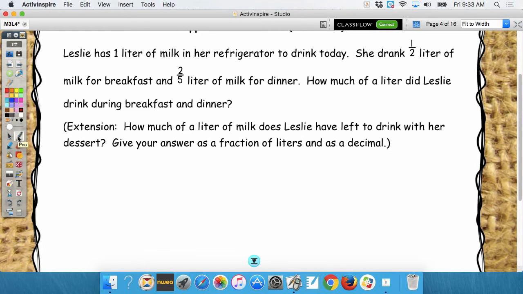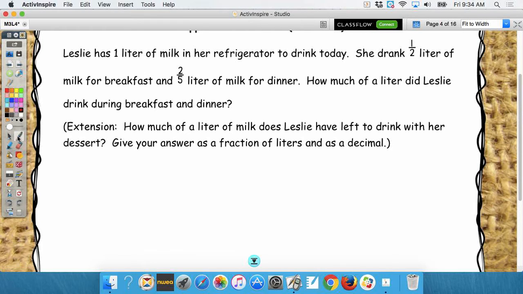Problem: Leslie has 1 liter of milk in her refrigerator to drink today. She drank ½ liter of milk for breakfast and 2/5 liter of milk for dinner. How much of a liter did Leslie drink during breakfast and dinner? And then the extension says, how much does she have left to drink with her dessert? Give your answer as a fraction and a decimal.